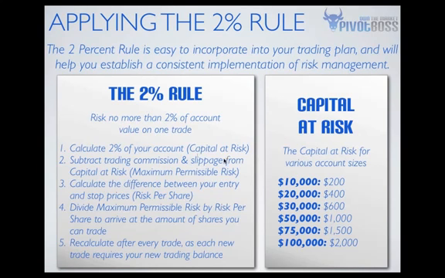If you're going to incur some type of slippage, or you routinely incur some type of slippage, factor that in as well. So if for a $20,000 account you have $400 as your capital at risk, your maximum permissible risk then becomes $400 minus commission and slippage. So that comes out to maybe $380, $390. That's your maximum permissible risk. Now, calculate the difference between your entry and your stop price. That's your risk per share. Now, divide the maximum permissible risk by the risk per share, and that tells you how many shares you can trade. That's it. That's all you have to do.